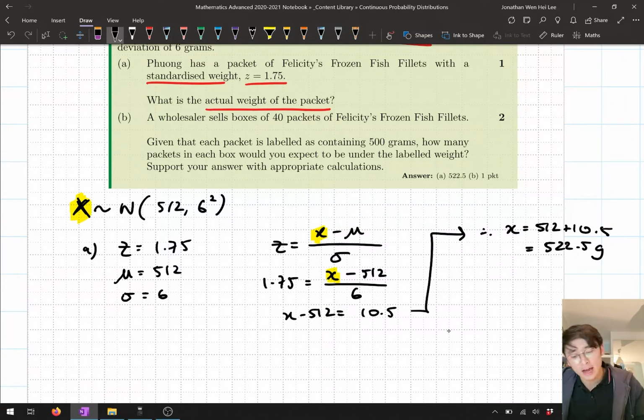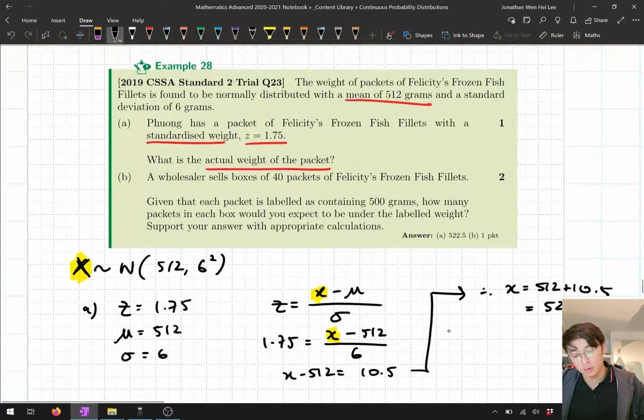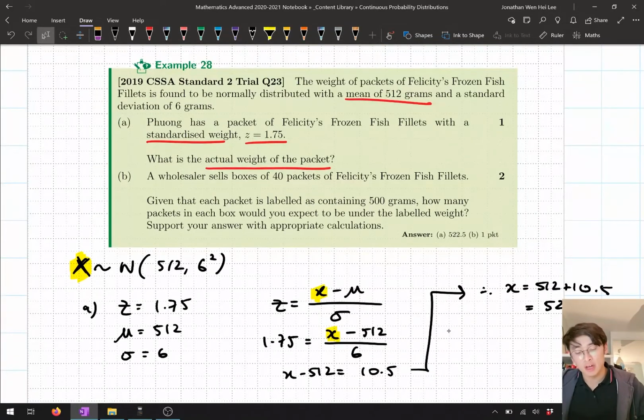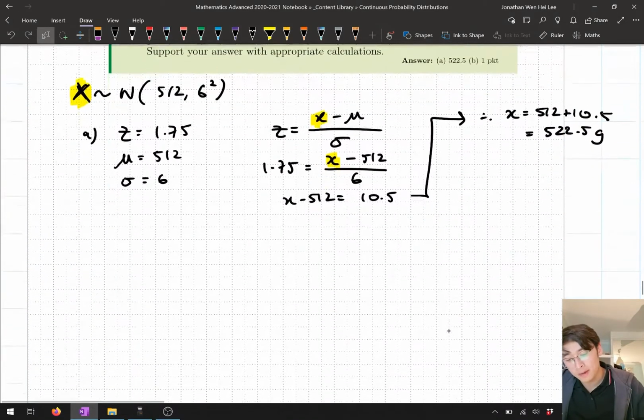So that's how we can use the actual weight and apply that formula that we've been looking at. This formula helps me convert my original values, my original mean and standard deviation, and turn it into z-scores. And it actually helps me backwards as well, if I get given the z-score and I want to find the original weight. Okay, let's have a look at part B.